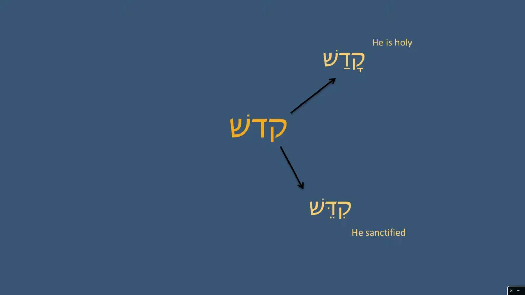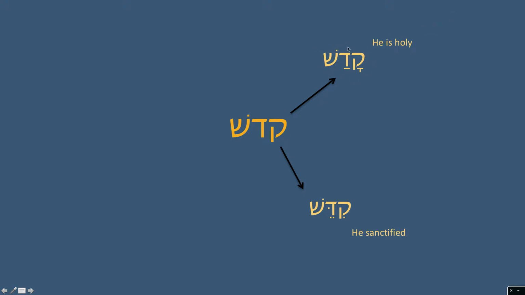So once you know that this particular root, Kuf, Dalid, Shin, has to do with the concept of holiness, then you'll be able to recognize many different words without memorizing all the specific vocabulary words, just by recognizing the root. And so I want to show you how this plays out in this one particular example. So here at the top, we have kadash, and you'll notice that there's a kamatz and a patach. This is the verb form that we've been using thus far. So this is the past tense.